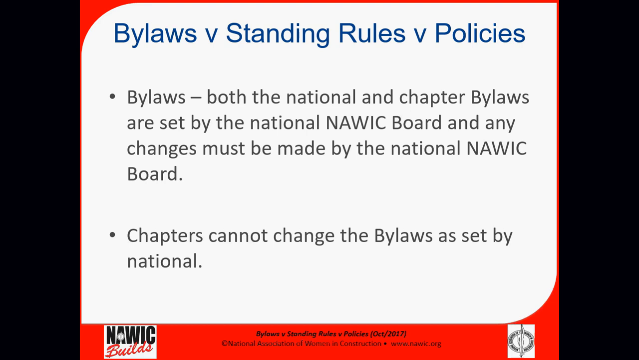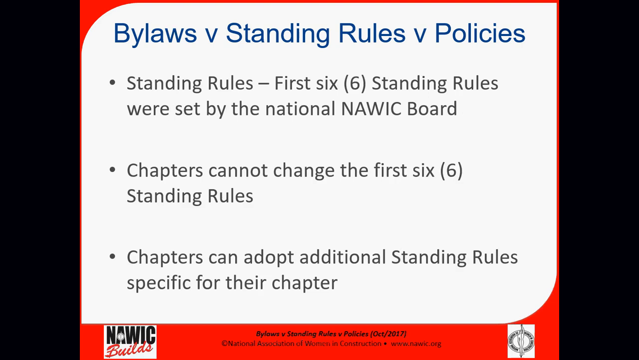NAWIC has two sets of bylaws, the NAWIC National Bylaws and the Standard Bylaws for affiliated chapters. For the purposes of today's discussion, we're focusing on the Standard Bylaws for affiliated chapters. Chapters cannot change these bylaws. Standing Rules 1 through 6 have been set by the National Board for all chapters. They cannot be changed and must appear exactly as adopted by the National Board in your chapter standing rules. Additional rules are then adopted by each chapter to fit that chapter.